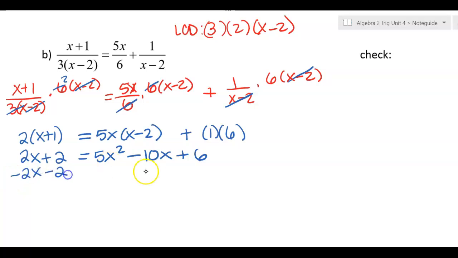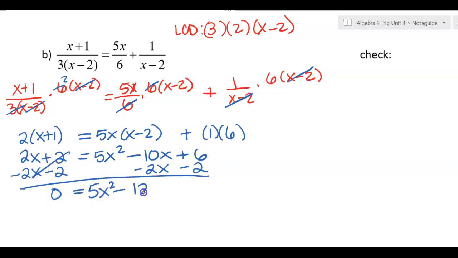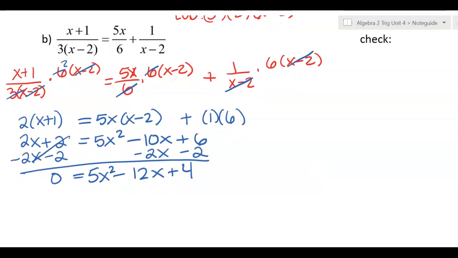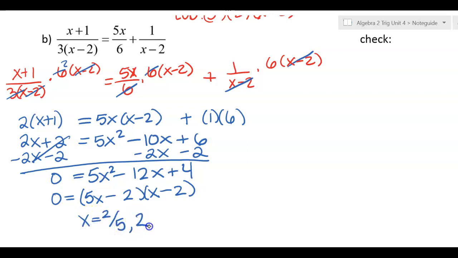So I'm going to subtract these 2 terms so that I can set this quadratic equal to 0. See if it's factorable. If it's not factorable, try something different, okay? Did anybody get this far? Yeah? Okay, was it factorable? Yeah. So what did it factor as? 5x minus 2, x minus 2. All right. And so then that gives us 2 solutions, right? Our 2 solutions would be 2/5 and 2.